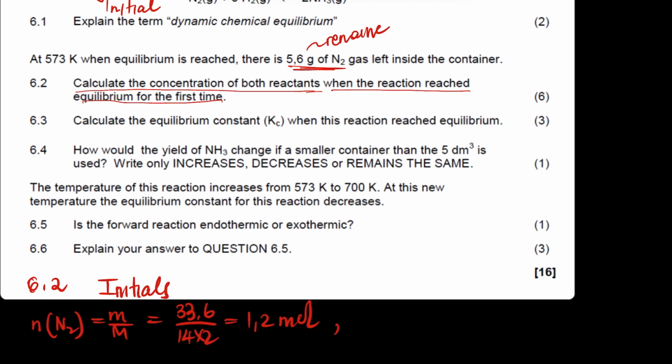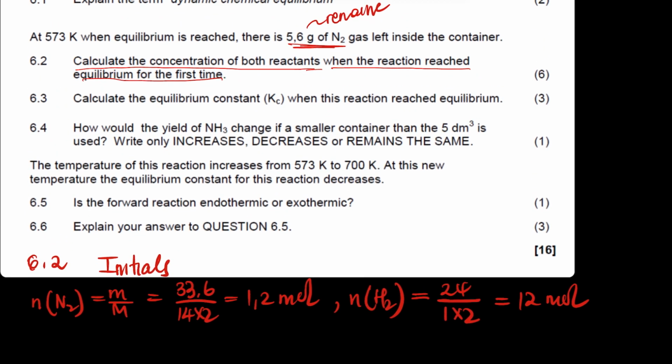And then the number of moles of hydrogen, the initial one: the mass is 24 grams, divided by the molar mass of hydrogen gas, which is 1. Since it's diatomic, you times by 2, so it's going to be 12 mole. Doing that, now we have the number of moles.